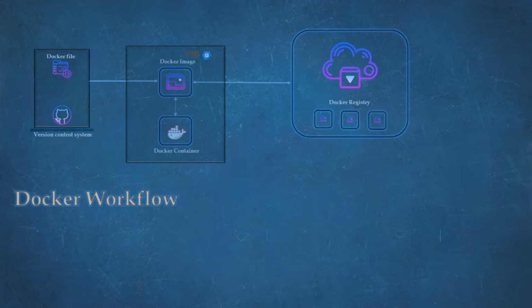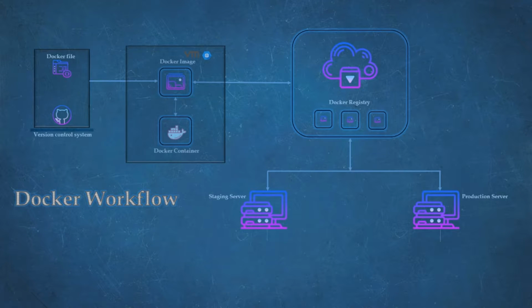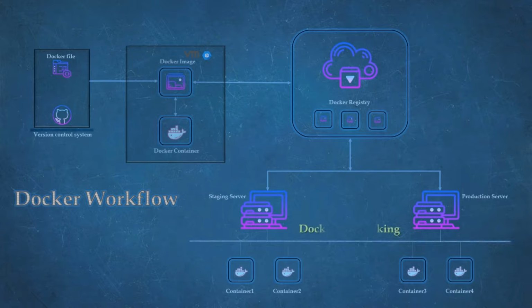Then from the Docker registry, various teams such as development or production teams will pull that image and prepare their own containers. These individual containers communicate with each other through a network to perform the required actions, and it is called Docker network.